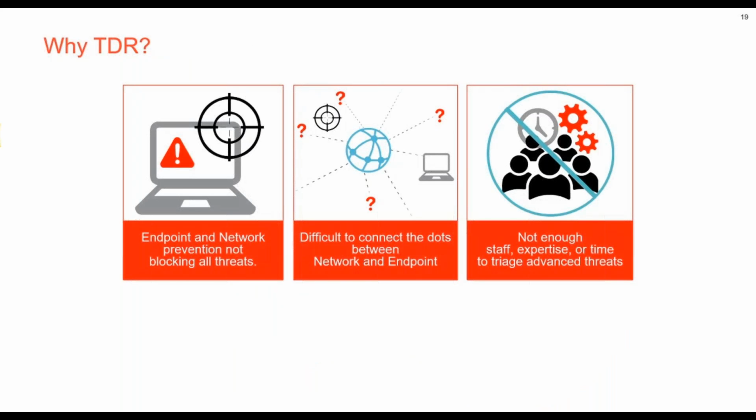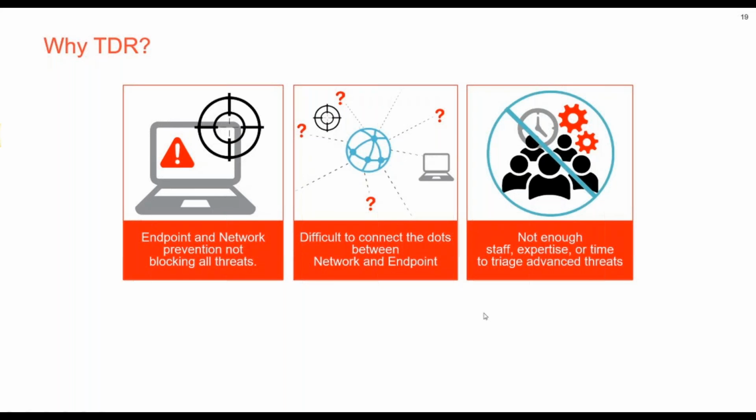So the question is, why TDR? Why do we need it? Because the endpoint and the network prevention are not blocking all the threats. We could have our network security, which is the firewall. We could have an antivirus on the endpoint, but the antivirus is only doing signature-based protection in this scenario.